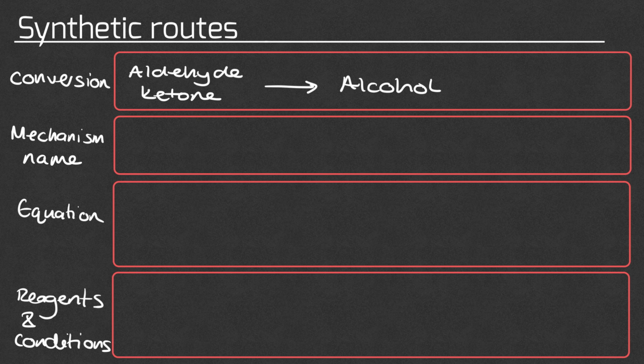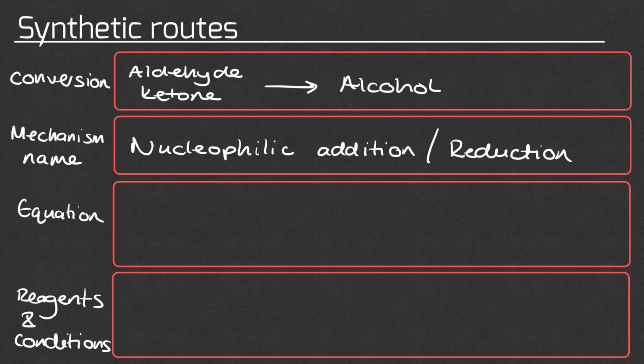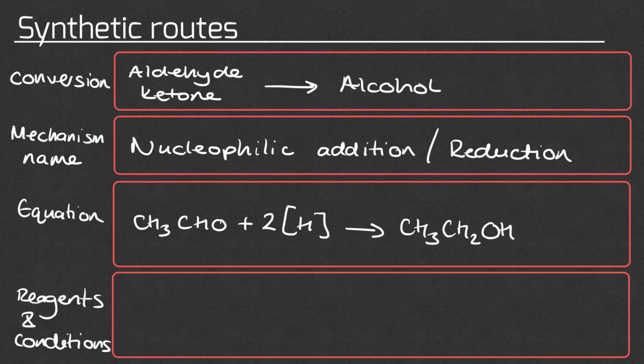For the conversion of an aldehyde or ketone into an alcohol, this would be a nucleophilic addition mechanism, but it's also an example of a reduction process. The aldehyde or ketone would react with two equivalents of the reducing agent to produce the desired alcohol. The reagents and conditions would be sodium borohydride and water.